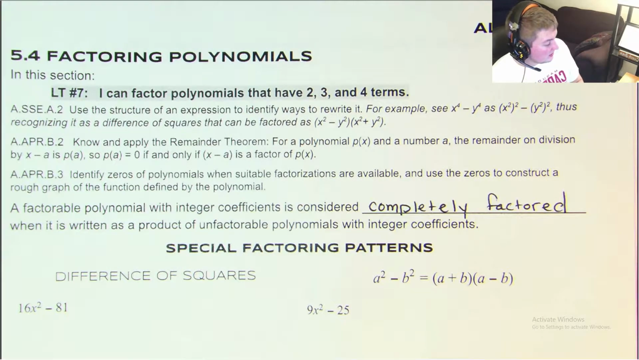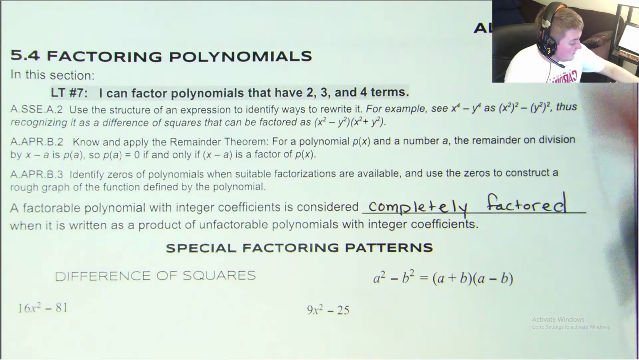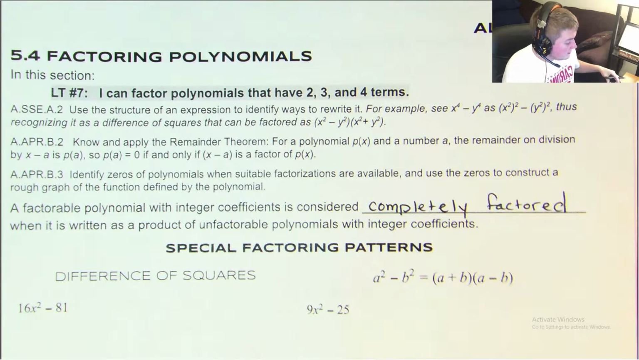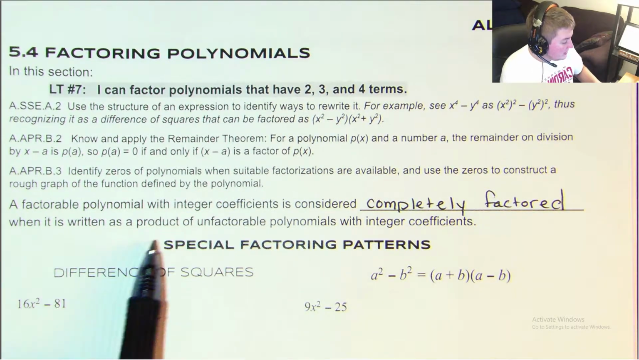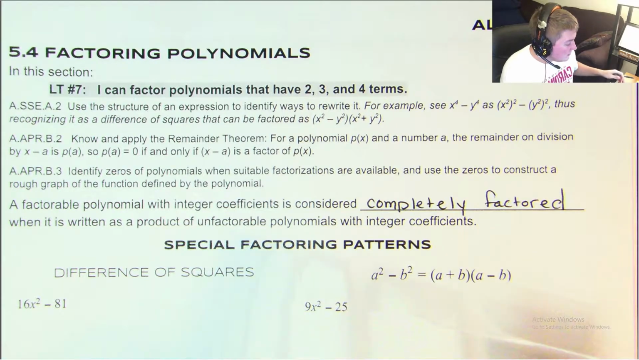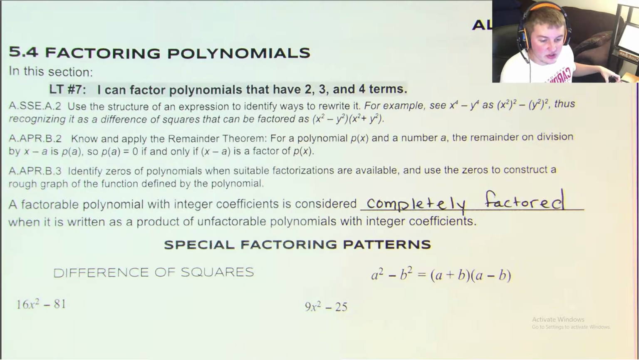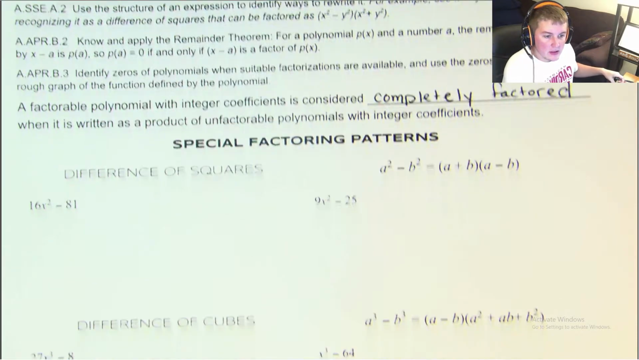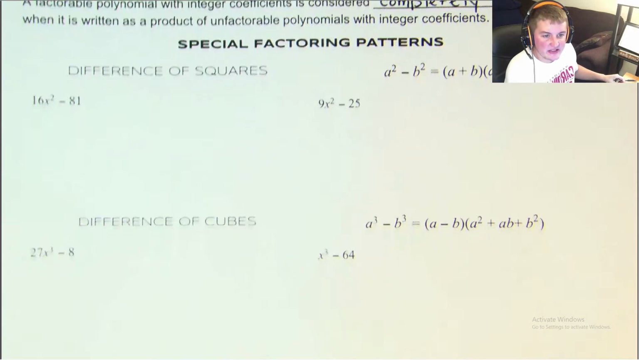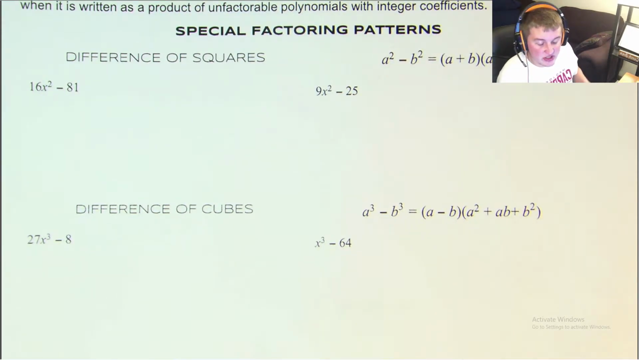We are going to consider a polynomial with integer coefficients completely factored when it's written as a product of unfactorable polynomials, again with integer coefficients. So let's go ahead and take a look. We're going to talk about our special patterns.